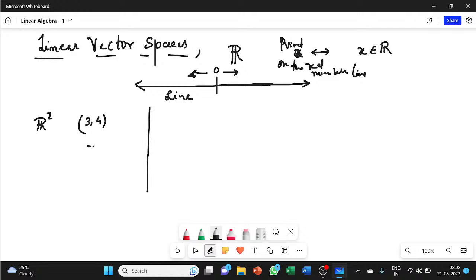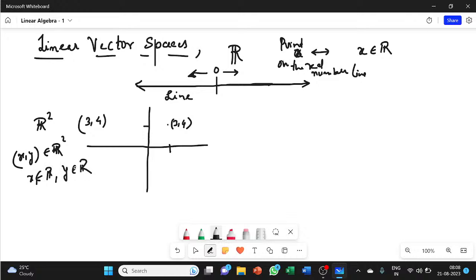Instantly you're going to make a two-dimensional space and you're going to say, okay, this is 3, this is 4, so this is going to be (3, 4). So in general, if I say that all (x, y) belong to R square, that is x belongs to R and y belongs to R, what do you think? Where will all these values be represented? All the values will be represented on the plane. So basically, what does R square represent? Your R square represents a Cartesian plane.